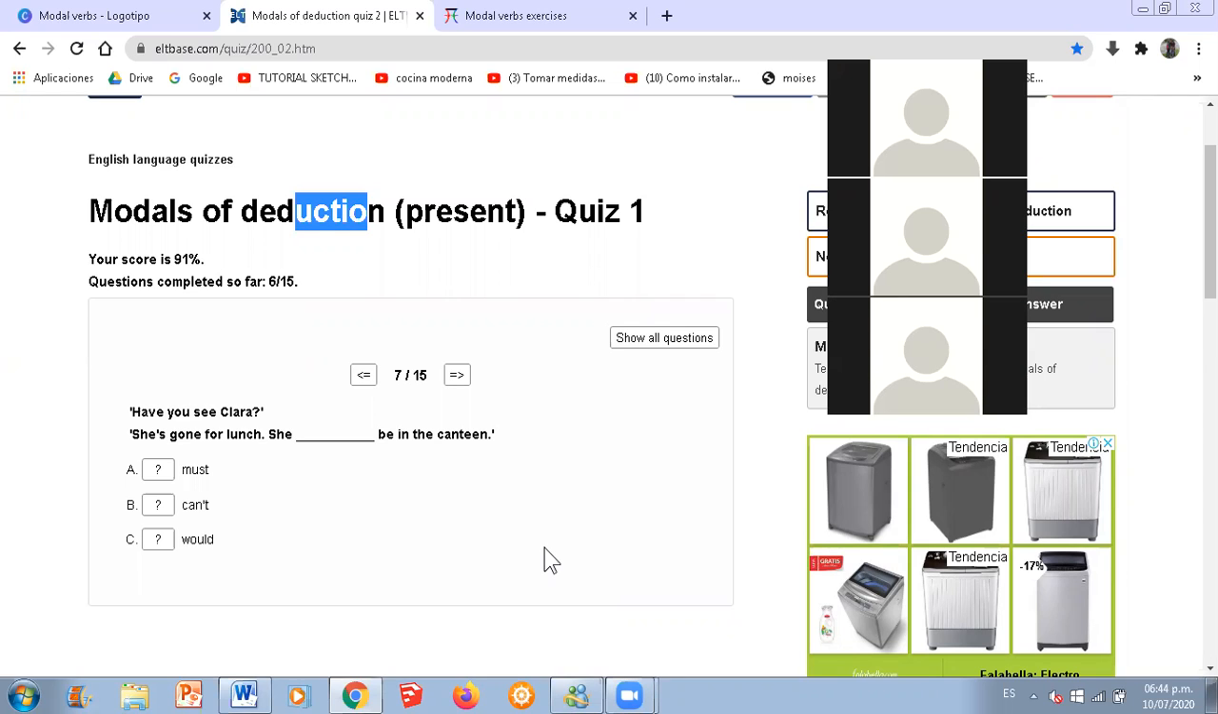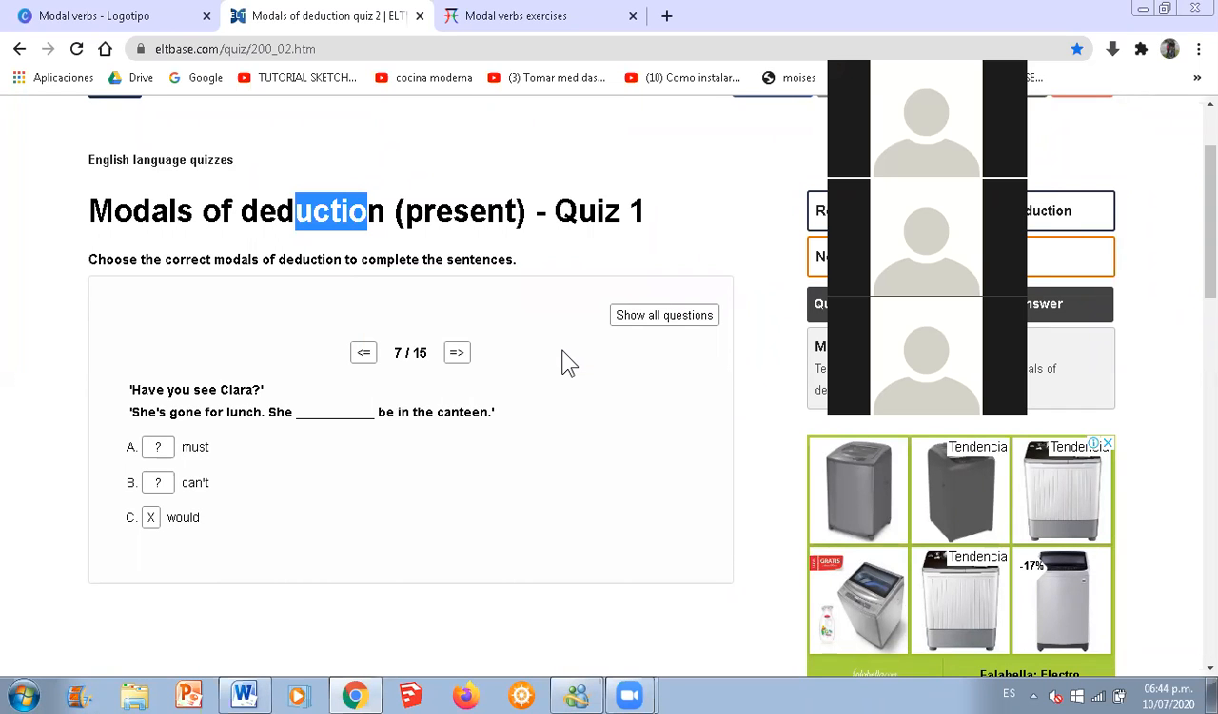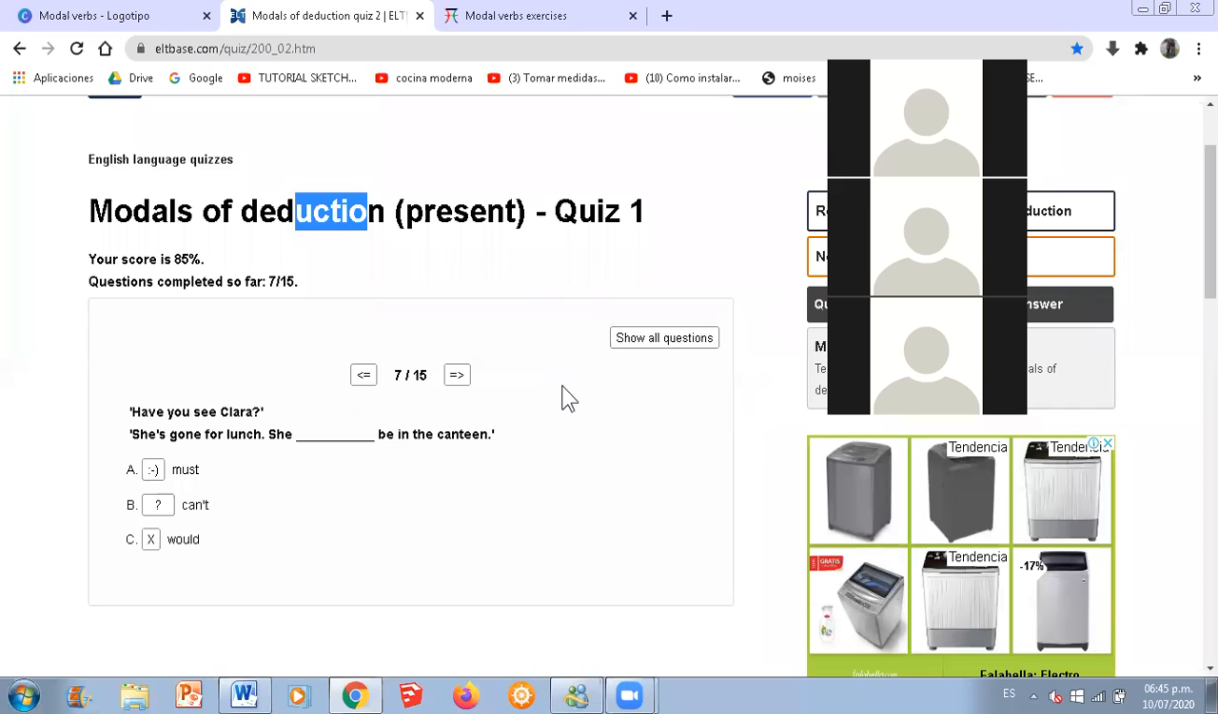Hey, have you seen Clara? She's gone for lunch. She would. No, Patricia, it is not would. What does canteen mean? Letter B. A canteen. She must be in the canteen. Like the restaurant. This is like the cafeteria, restaurant.